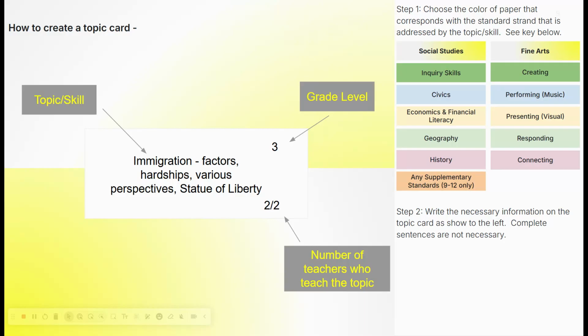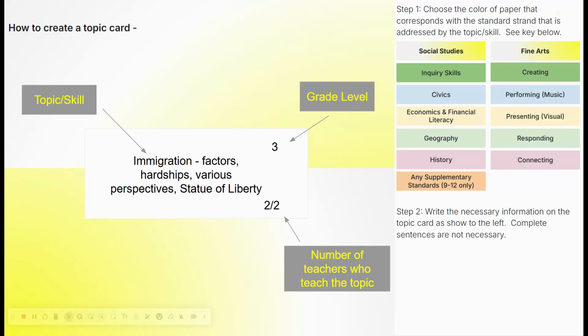In the upper right-hand corner, you're going to indicate the grade level just by writing the number. So in our example on the slide, you'll see that I used 3 for 3rd grade. Then in the lower right-hand corner, for any grade levels where we have multiple teachers teaching the same course, you're going to indicate the number of teachers who teach this topic. So in 3rd grade, we have 2 teachers who both teach this topic. So we have 2 out of 2 teachers that teach this same topic. That's what the 2 out of 2 means.